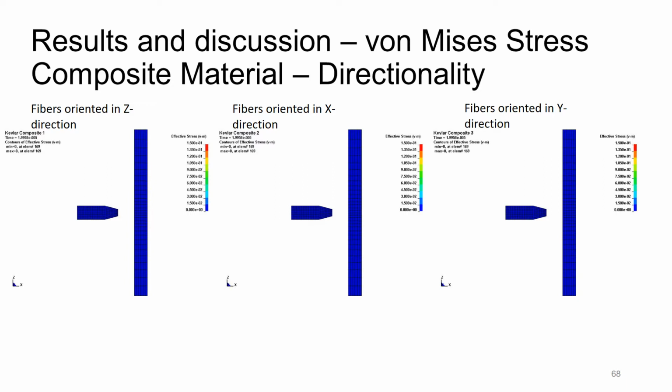Now, as I go into the composite material, you can't really compare the plastic strains. So here I'm comparing the von Mises stress, and here you have fibers oriented in the z direction, x direction, and the y direction. So here we can compare the differences between how the fibers are oriented. And here I use the yield strength as the highest level of the contour plot.